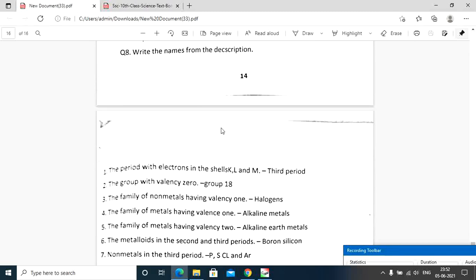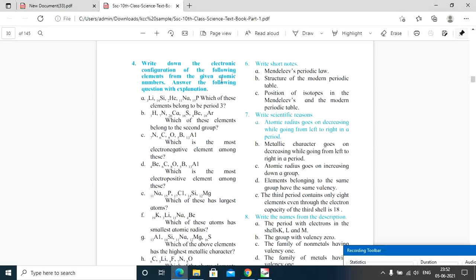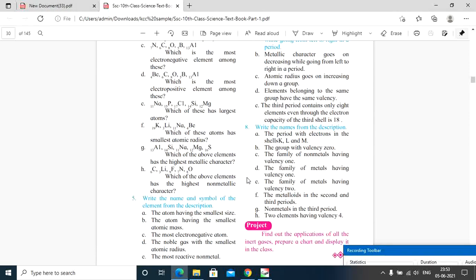Write the names from the description. This we can do. The period with electrons in the shells K, L and M. So you can write the names of the elements which have K, L and M shells. So all third period elements have 3 shells. The group with valency 0 is 0 group elements. So here it will be third period. The group with valency 0 is 0 group elements or 18 group elements.